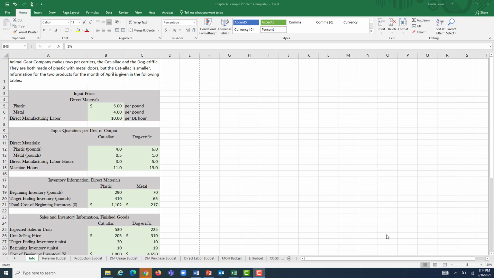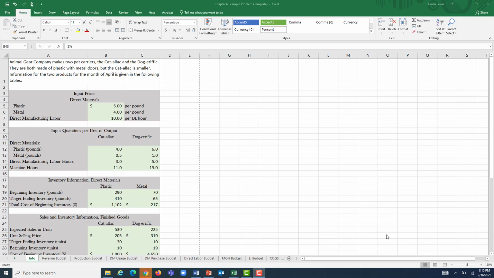If you're a company that makes 20 products, yep, absolutely, you're going to need all 20 products listed on a ton of your budgets to figure out what things are going to cost. But if you can do it for two, you can do it for 20. It's the same steps, it's just bigger. So we're going to have two products, the Cadillac and the Doggerific, that only take two different types of material. They're made out of plastic with metal doors. The only difference between these two is the Cadillac is slightly smaller.